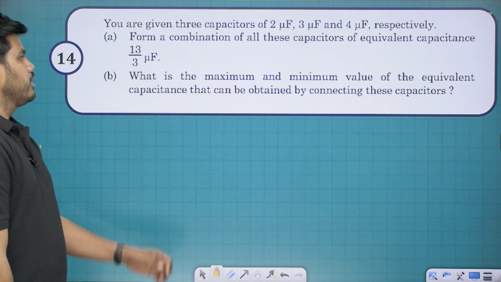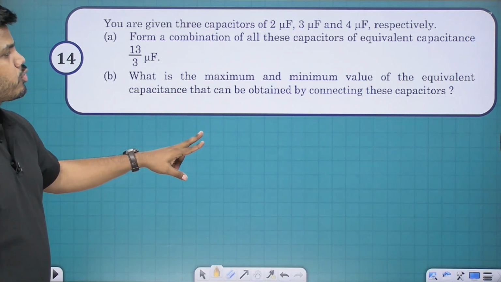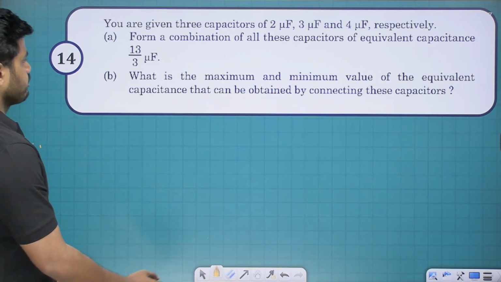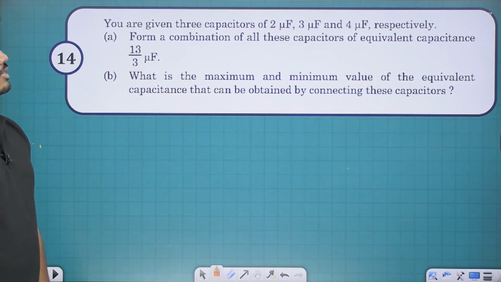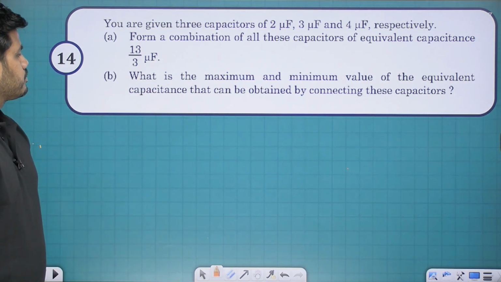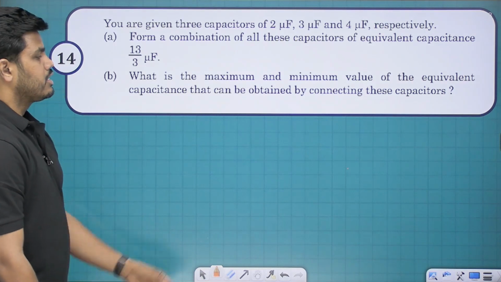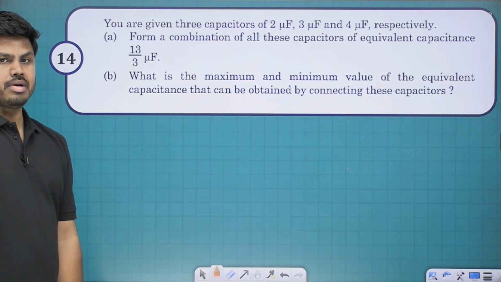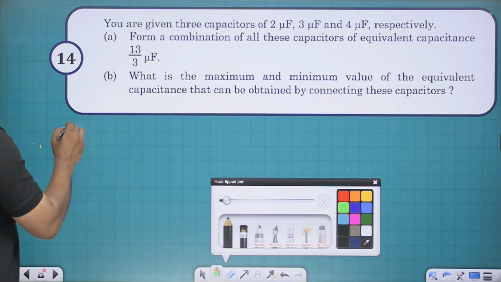Question number 14. You are given 3 capacitors of 2 microfarad, 3 microfarad and 4 microfarad respectively. Form a combination of all these capacitors. Equivalent capacitance is 13 by 3 microfarad. What is the maximum and minimum value of equivalent capacitances that can be obtained by connecting these 3 capacitors? Okay, 2 questions. I think we can start with question B, right?